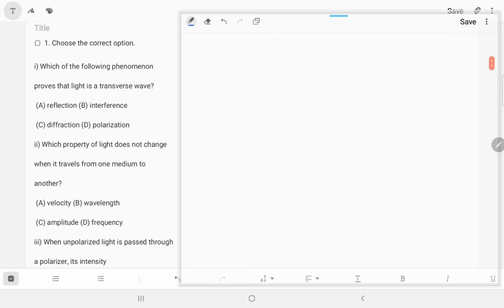Number second, which property of light does not change when it travels from one medium to another medium? So options are velocity, wavelength, amplitude and frequency.